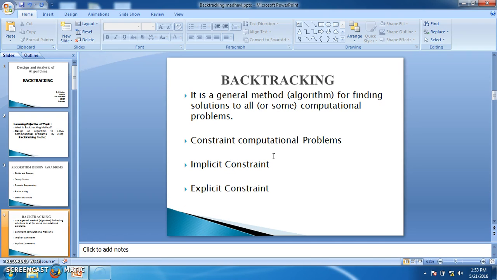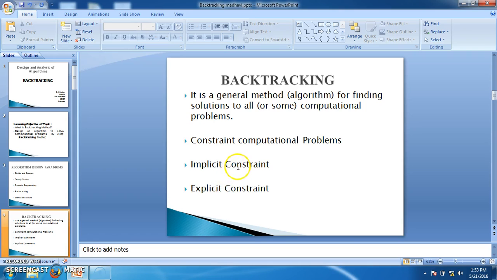Coming to the backtracking method, this is a general algorithm design method, or algorithm design paradigm, for finding solutions to all or some of the constrained computational problems. Each constrained computational problem consists of some constraints. Those constraints are of two forms: implicit constraint and explicit constraint.